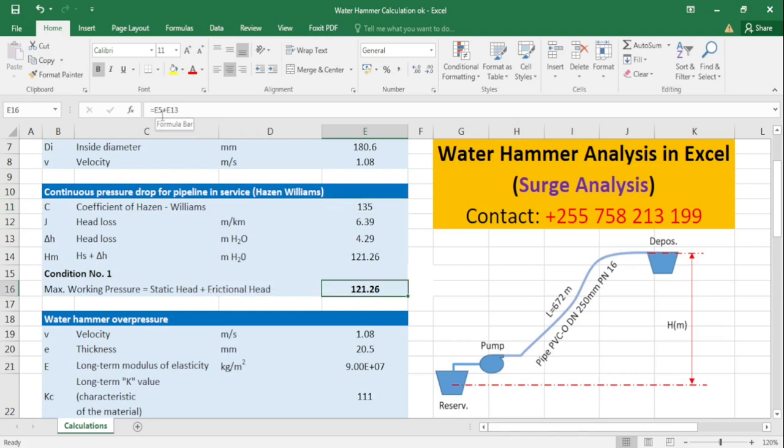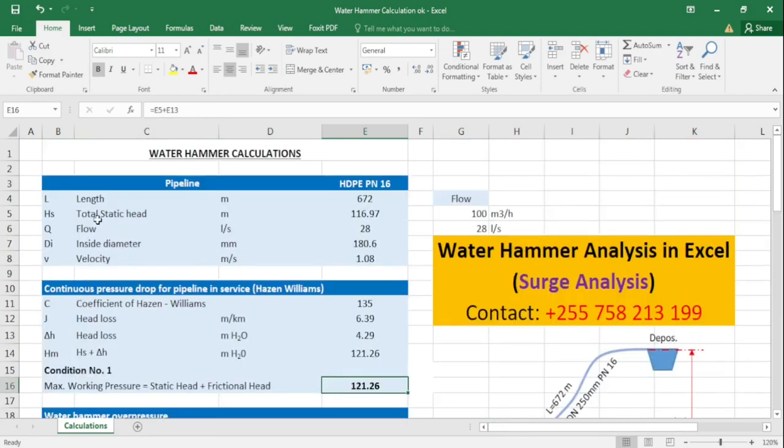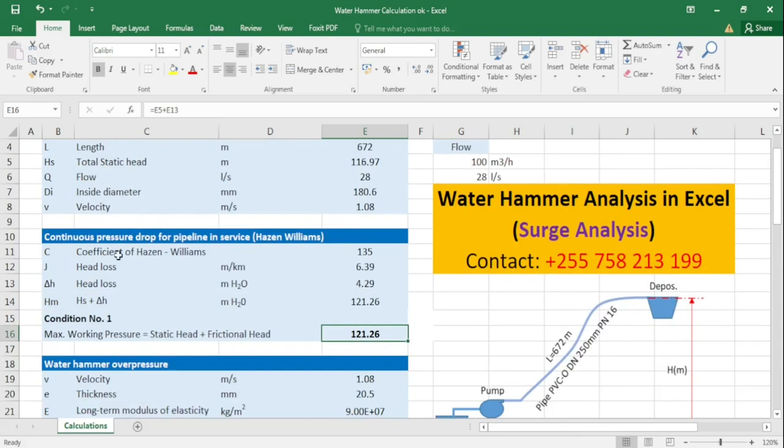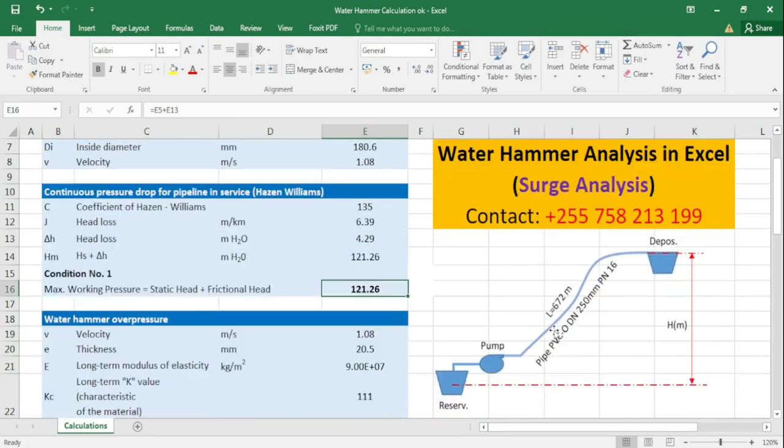equal to E5 plus E13. E5 means total static head plus E13, which is head loss. When you sum these two, you will get this one. This is the pressure along this rising main, without considering the water hammer.